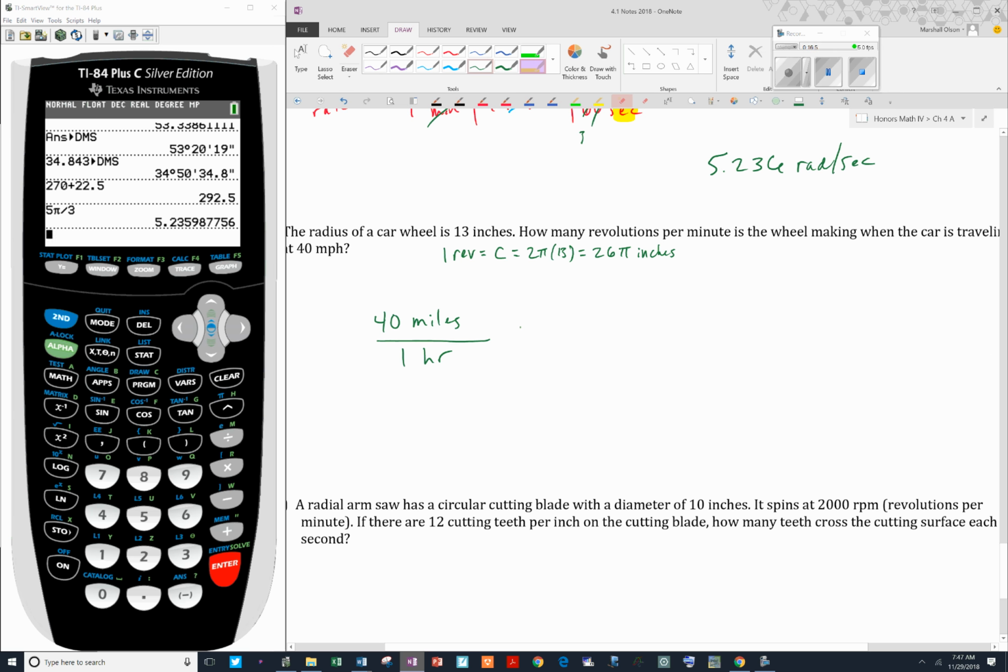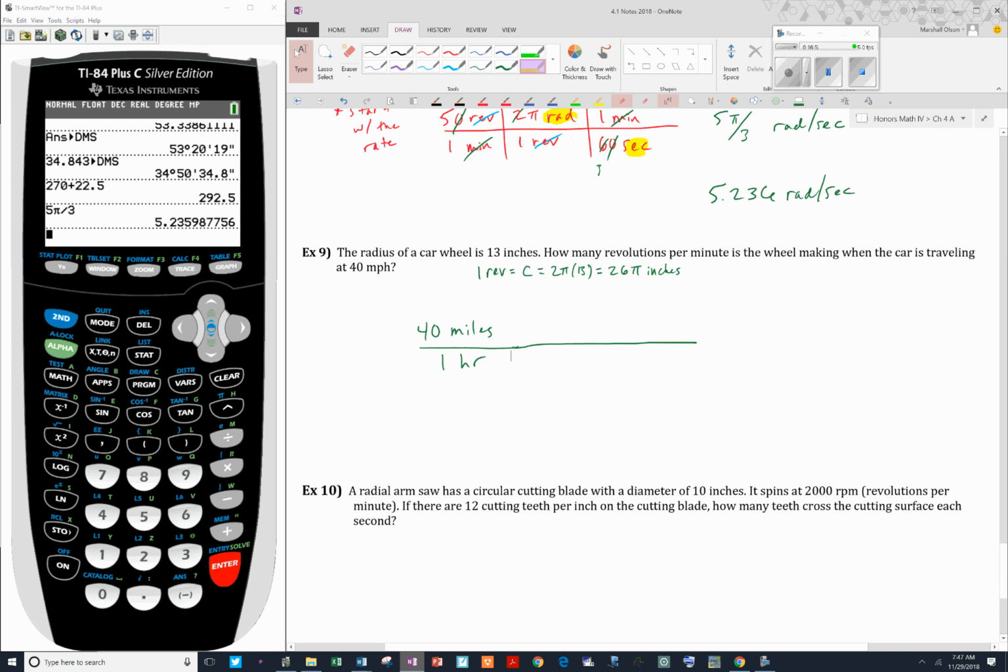So we have 40 miles per hour, and we want to go to, what do we want to go to? Revolutions per minute is what we're looking to find. So we're going to have to go miles to revolutions. Well, right now I can go from inches to revolutions, right? So I got to get miles into inches first so that I can go from inches to revolutions. Does that make sense? All right, so let's go from miles to inches here. What would be my first conversion to get from miles to inches? Miles to feet, so I have 1 mile.